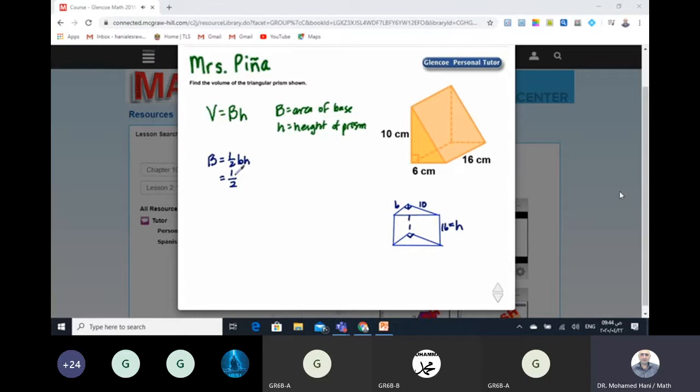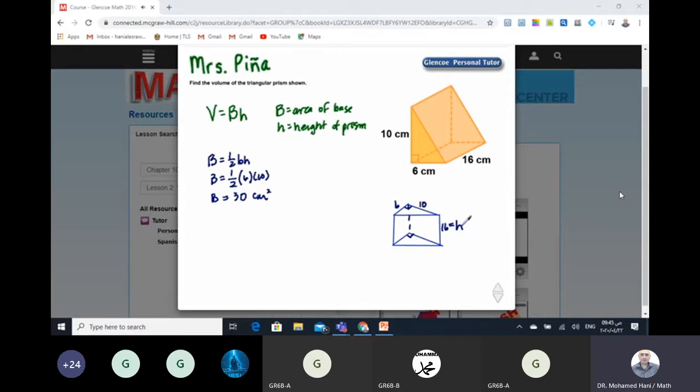To find capital B, I'm going to take 1/2. The base of my triangle is 6. The height of my triangle is 10. So I have capital B, and you can put the B in there if you want to, or just leave it, is 1/2 times 6, which is 3, times 10, which is 30, and that would be centimeters squared.